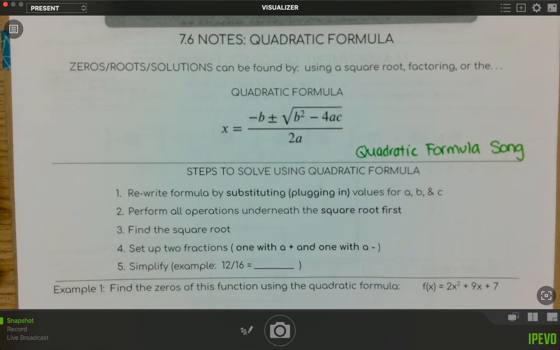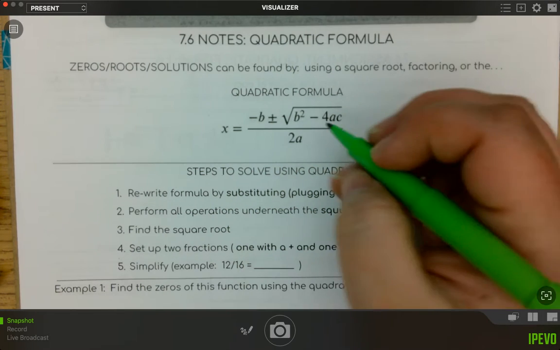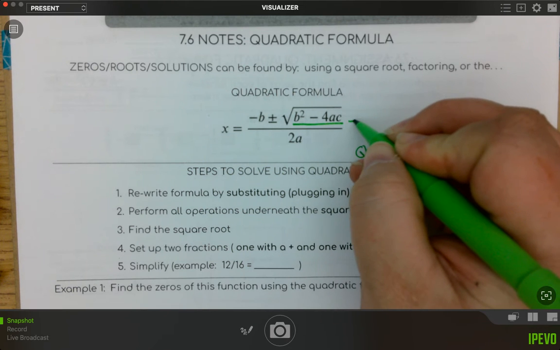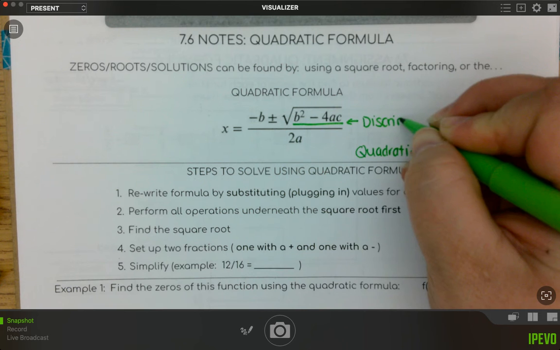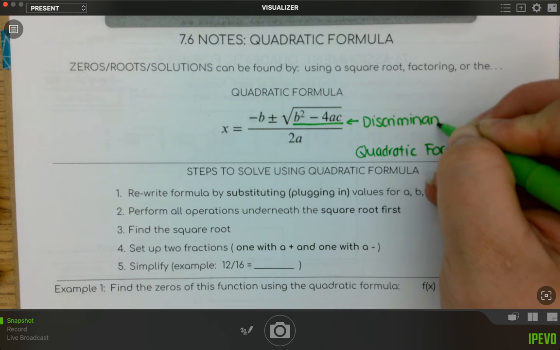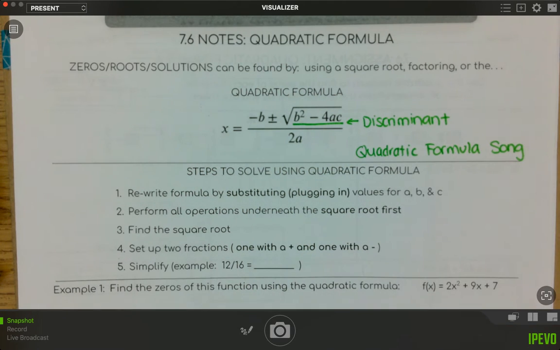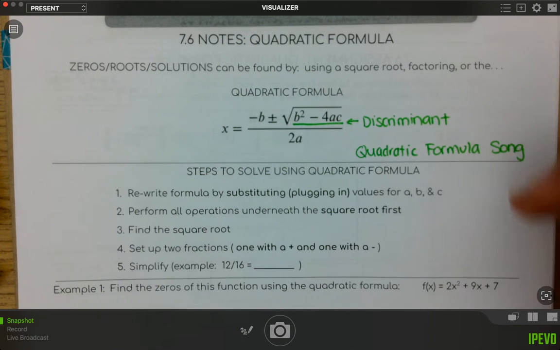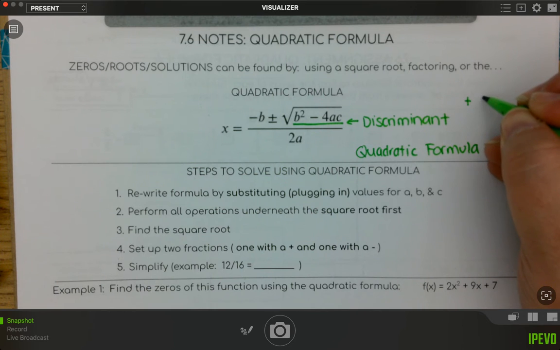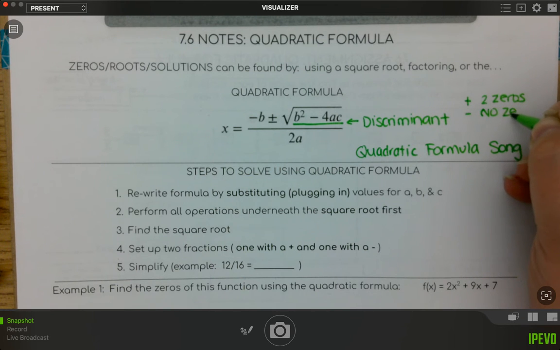But one thing before we move on any further is this part is exactly what we did yesterday in 7.5. What that means is this was the thing that told you how many solutions there were. We had said if it was positive, then there are 2 solutions. If it is negative, there are no solutions. And if it was 0, there was 1 solution.